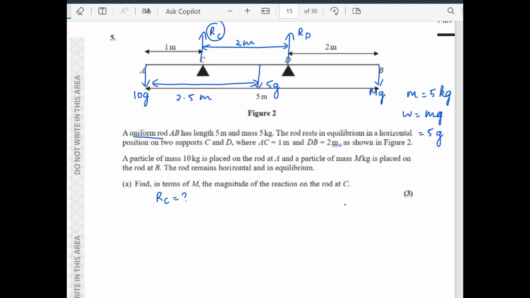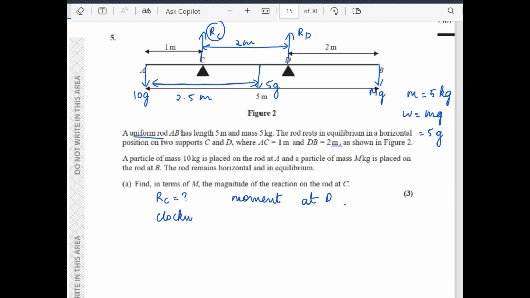In order to find out what RC is, we are going to apply the concept of moments. We'll be considering the moment at D. The reason why we are considering the moment at D is that to find RC, we need to remove the unknown RD. When we take the moment at D, all the forces acting at that particular point can be ignored, so the force RD can be ignored. And according to the law of moments, clockwise moment is equal to anti-clockwise moment.